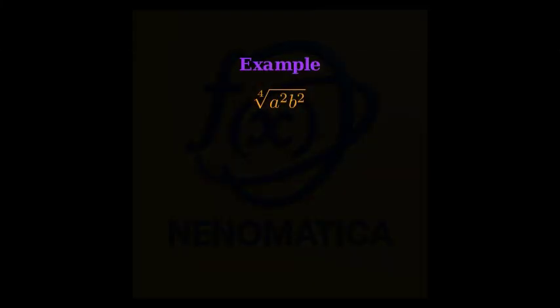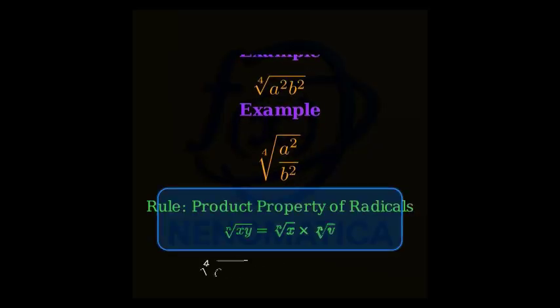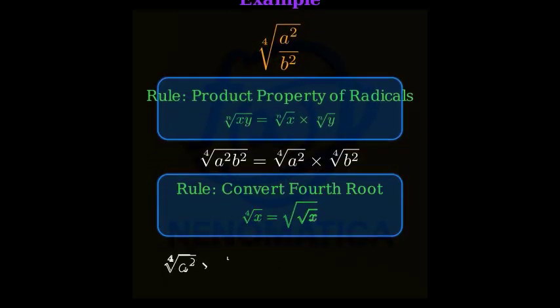First expression, the 4th root of a squared b squared. Then we will repeat the exact same algorithm for the 4th root of a squared over b squared. Step 1. Apply the product property of radicals. Step 2. Rewrite each 4th root as a square root of a square root. Step 3. Take the square root of a square, which becomes absolute value, and keep the outer square root.